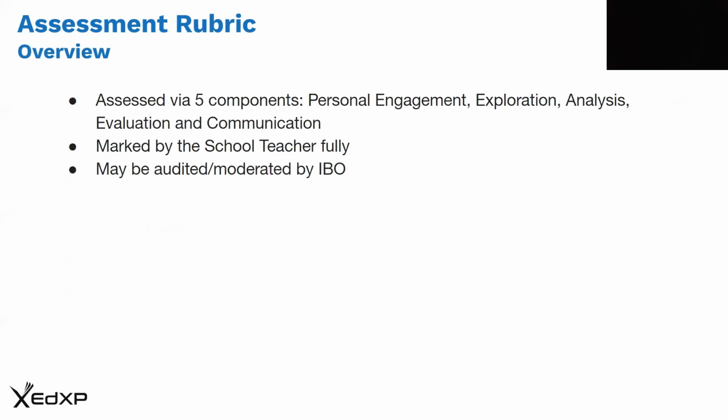Onto the assessment rubric. Your IA is assessed via 5 components: personal engagement, exploration, analysis, evaluation, and communication. Your IA is marked by your school teacher fully. However, do note that it may be audited or moderated by the IBO if they choose to do so.